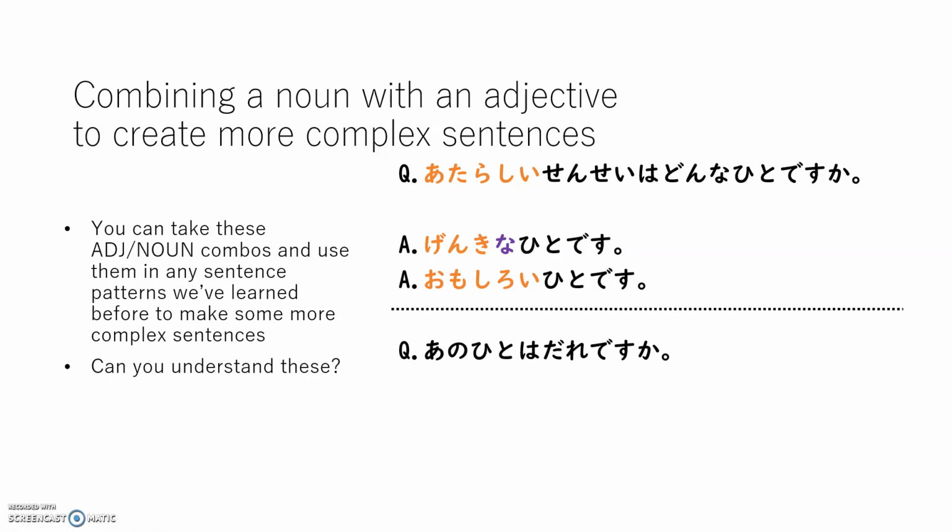あの人は誰ですか? 新しい生徒です. Who's that person over there? That's the new student. I hope this has given you good insight into the i-adjectives and na-adjectives and how you can use them in context. 頑張ってください.